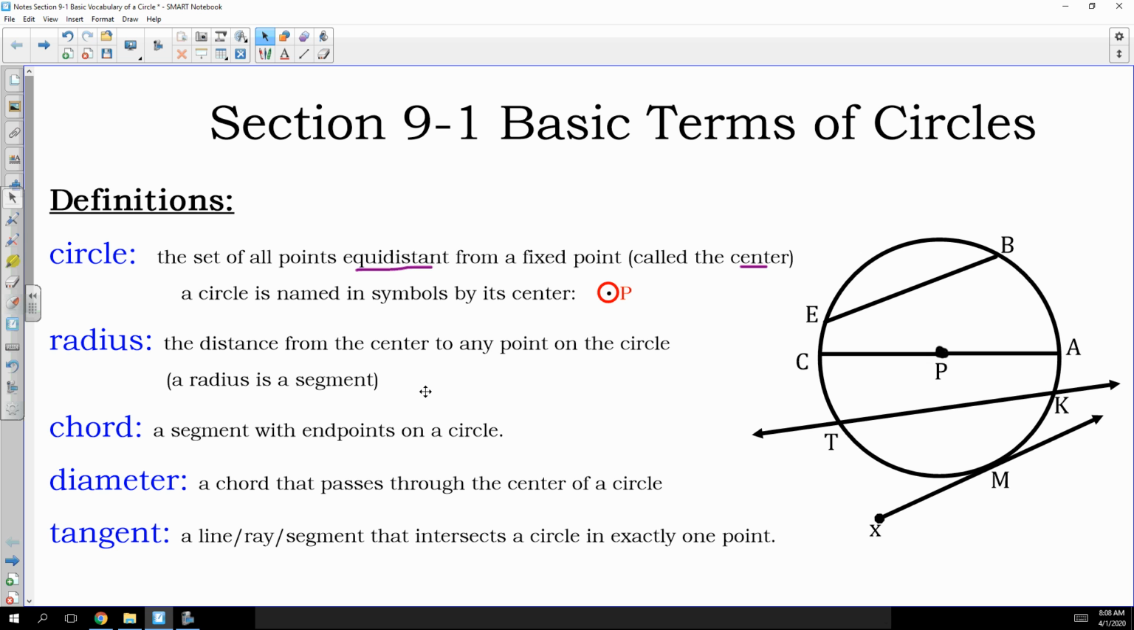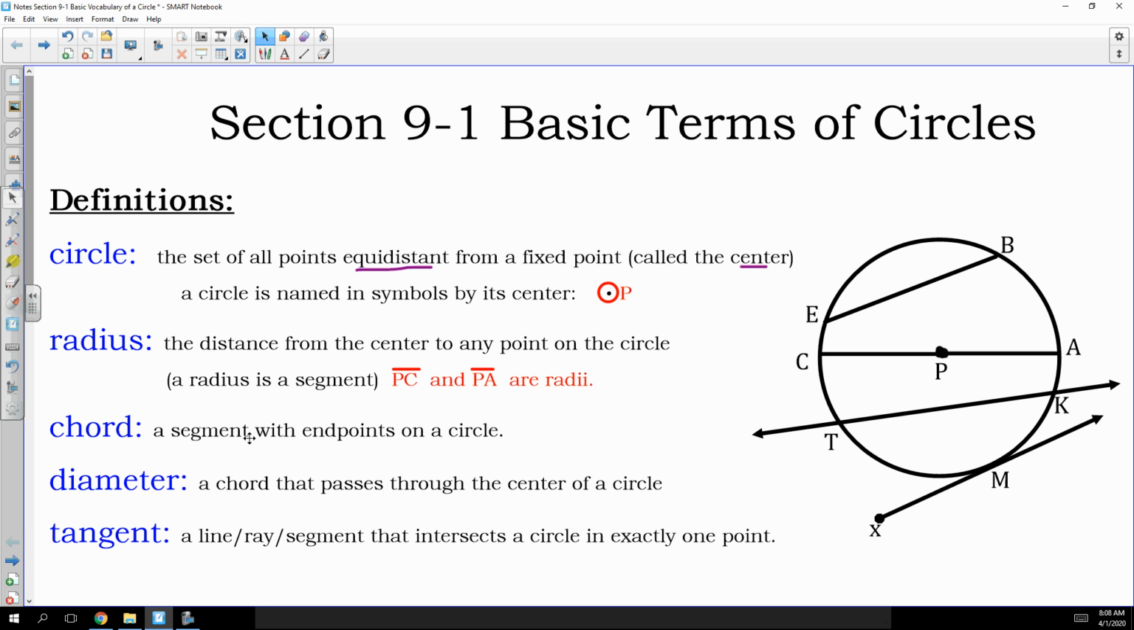And a radius is a segment. You could name a radius as a segment. The radius is the distance from the center point to any point on the circle. A radius is a segment. So there's a couple of radii in the picture. The plural for radius is radii. So segment PC and segment PA are radii.